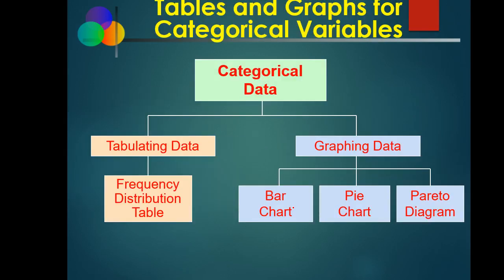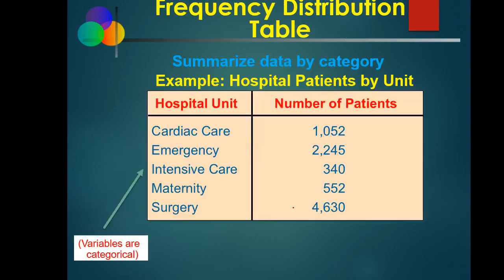Okay, so as I said, categorical data can be explained in graphical form as well as in tabular form. So we have the frequency distribution table. In graphical form we have bar charts, pie charts, and the Pareto diagram. Okay, let's talk about the frequency distribution table.